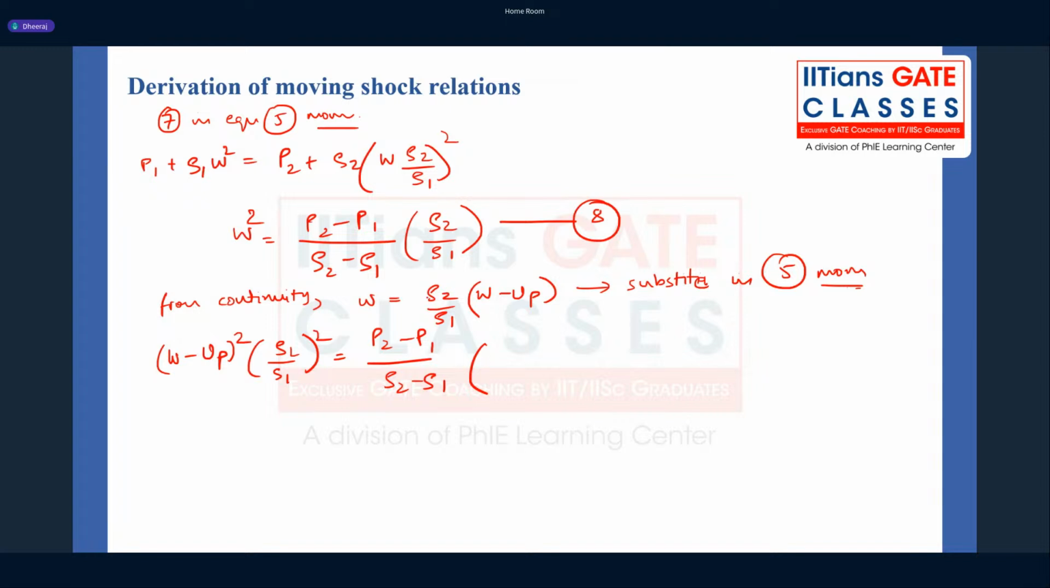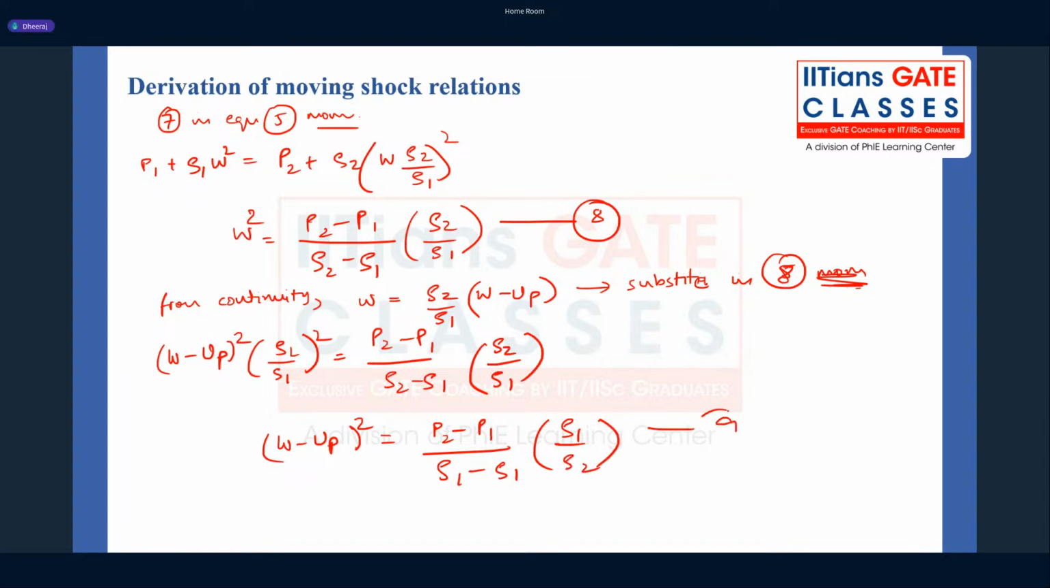Sorry, putting this equation in equation 8. Instead of W, I'll be putting rho 2 by rho 1 by W minus UP, whole square. On the RHS, the equation remains the same. So my W minus UP whole square will give me a RHS value which is solely a function of density and pressure. This I put as 9.